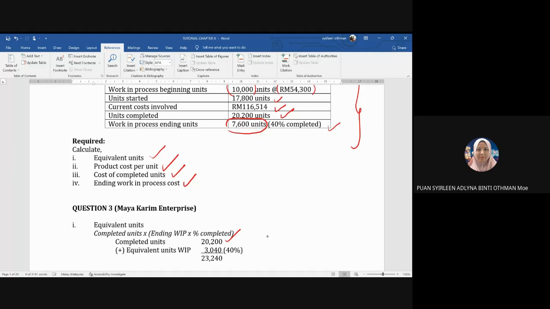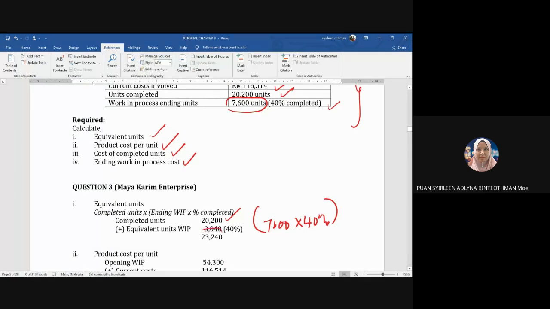Ending WIP ialah 7,600 darab 40%. Okay. You jangan pergi tambah direct material sebab dia tak bagi asing pun. Dia bagi like one total, everything is 40%. So 7,600 times 40% is 3,040 units. Okay. So your equivalent unit ialah 23,240.